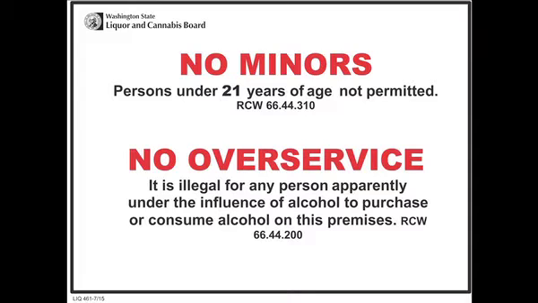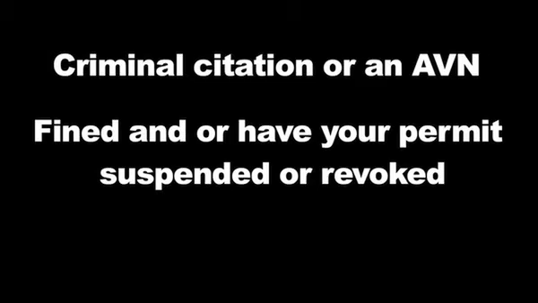In fact, it is illegal to serve someone to the point of intoxication. As stated on this sign, no overservice. It is illegal for any person apparently under the influence of alcohol to purchase or consume alcohol on this premises. What happens if you serve an AIP? You can receive a criminal citation or an AVN, be fined and or have your permit suspended or revoked, or may be sued.